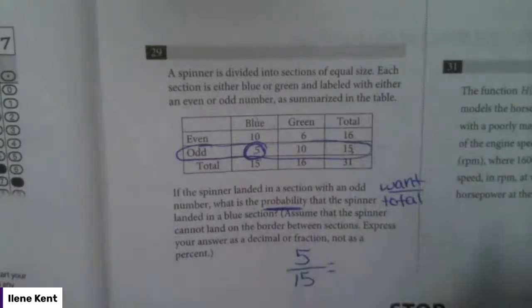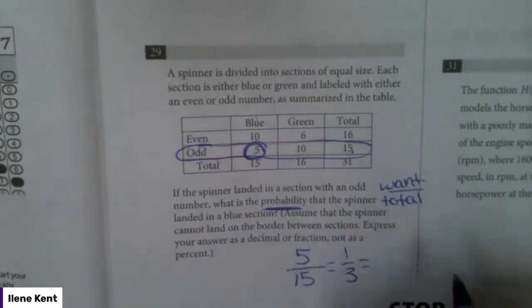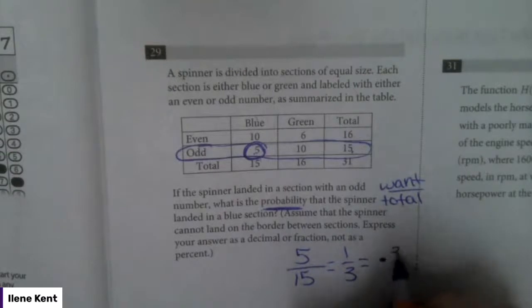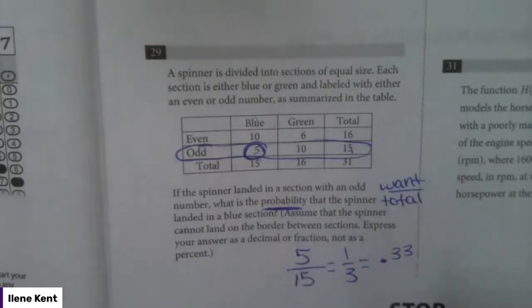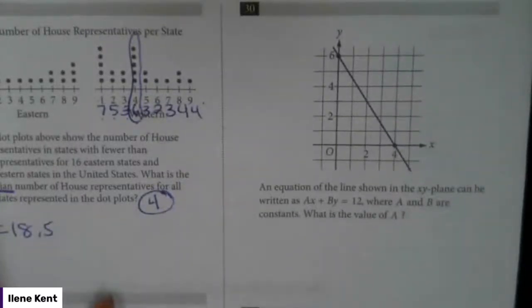So you could have put it in your grid-in as 5 over 15. You could have reduced that fraction to 1 over 3. You could have even put it in as the decimal .33. I know that the 33 repeats, but they don't give you that option on your grid-in. So one of those, I probably would have gone with 1/3 because that's the easiest. And sometimes they take .34, but try not to round on these.